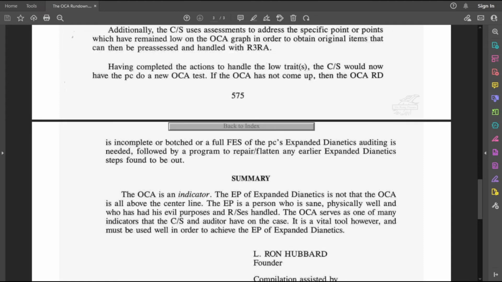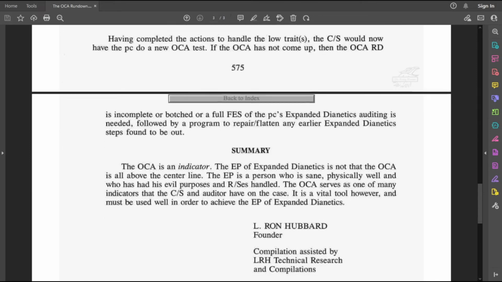So, you do this process, and if it's still bad, then it's the problem with the auditor. It's not the rundown that's the problem. It's someone did something wrong. It's not the fact that the rundown is wrong.